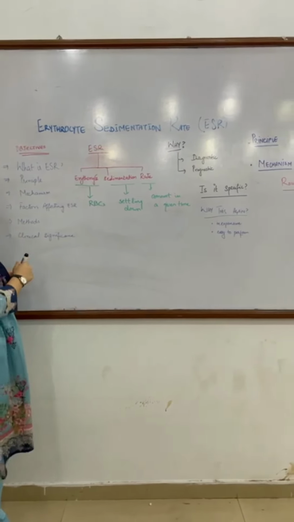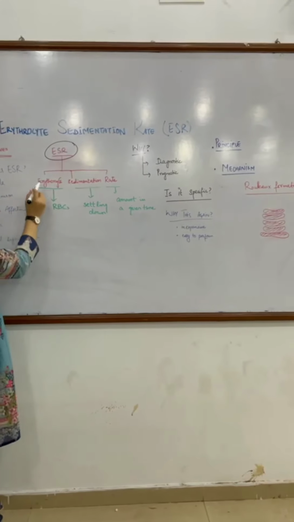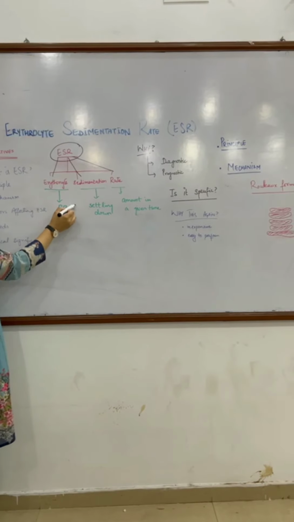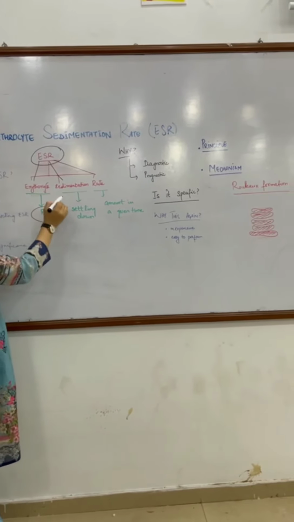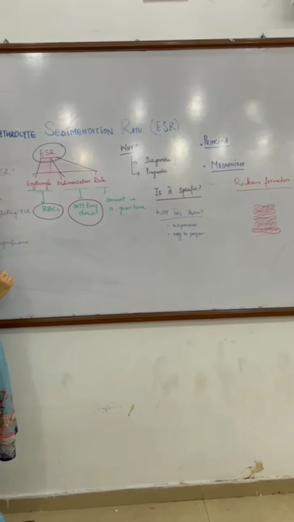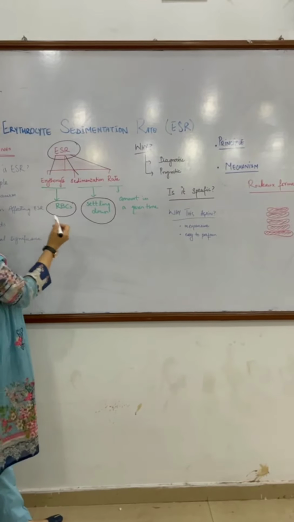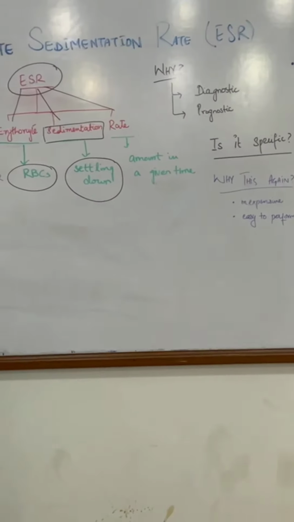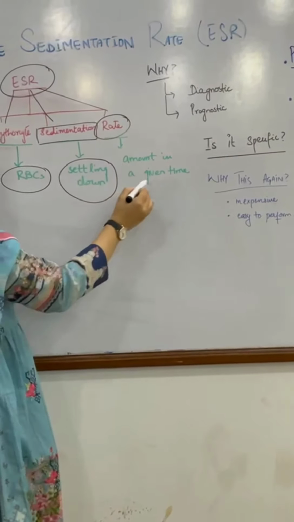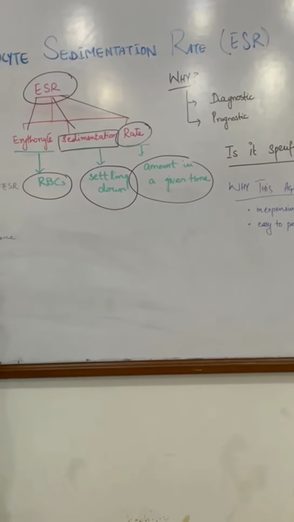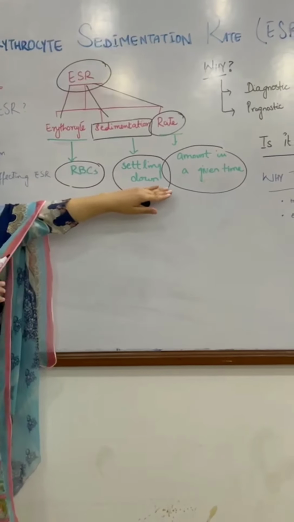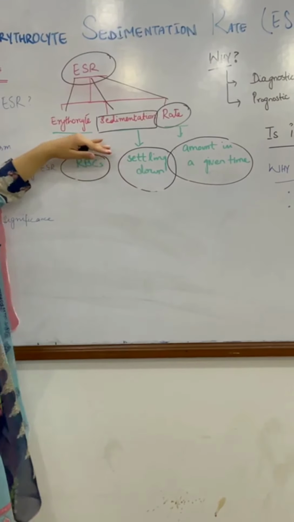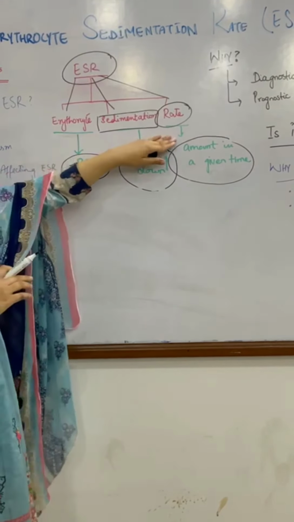First of all, let's break the word ESR. ESR stands for erythrocyte sedimentation rate. Erythrocytes, as you know, are RBCs, red blood cells. Sedimentation is the settling down of solid particles at the bottom of a liquid. Rate is the amount in a given time. So RBCs take some time to settle down at the bottom of a liquid, and the rate at which they settle down is known as ESR, or erythrocyte sedimentation rate.